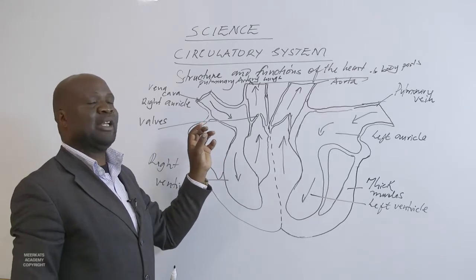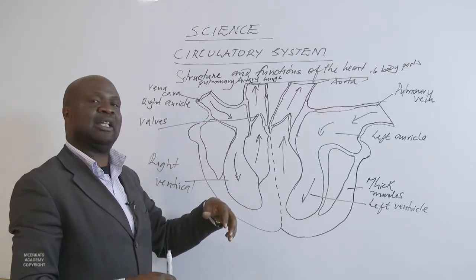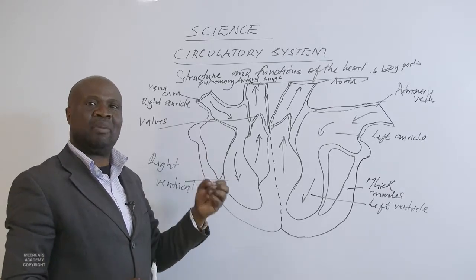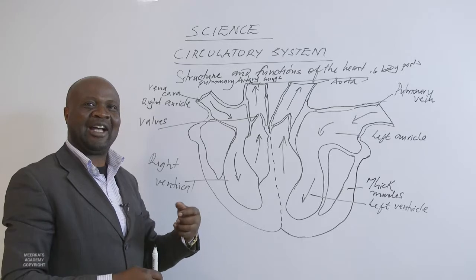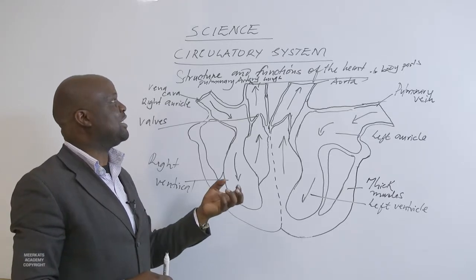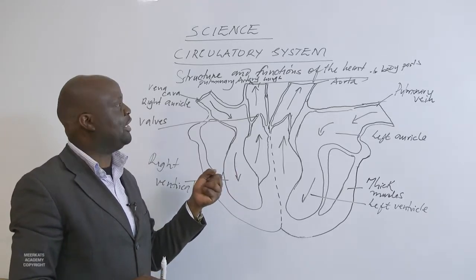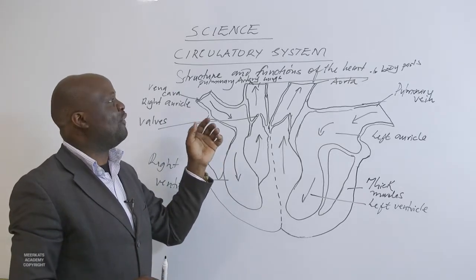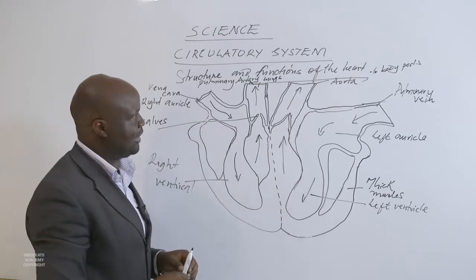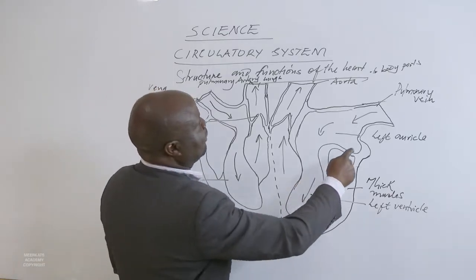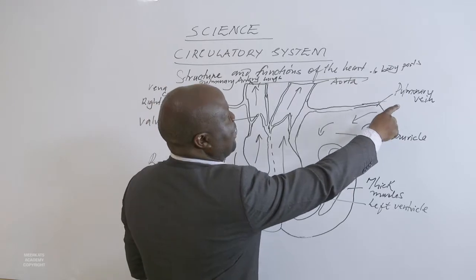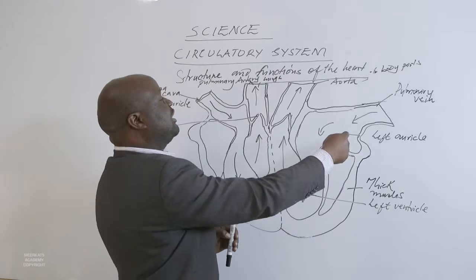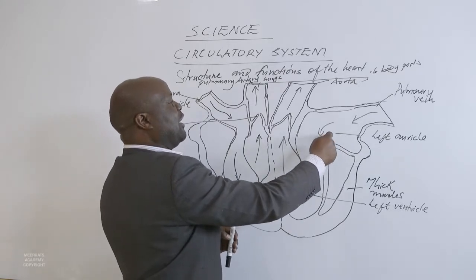But inside the lungs we have oxygen, the air that has more oxygen, and the blood is supplied with more air sacs. It is able to trap more oxygen, and the blood that has trapped more oxygen now travels from the lungs back to the heart. It will use the pulmonary vein. Now, the pulmonary vein will bring in oxygenated blood to the left auricle.